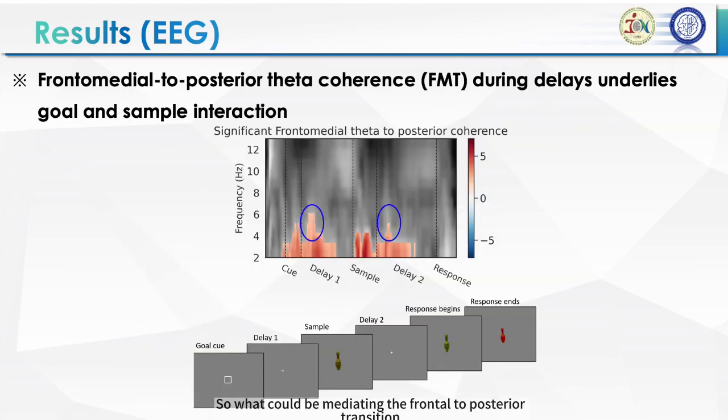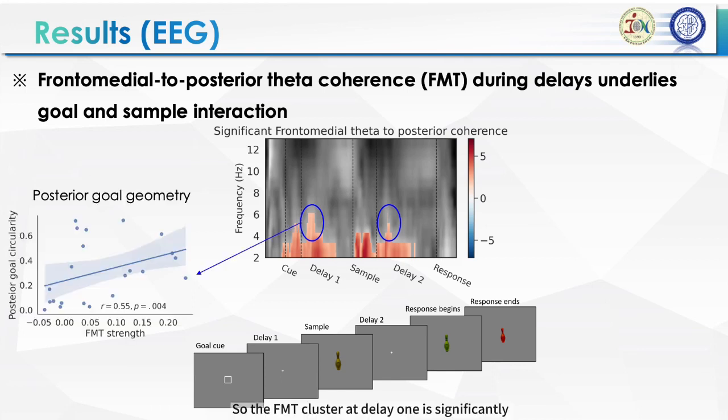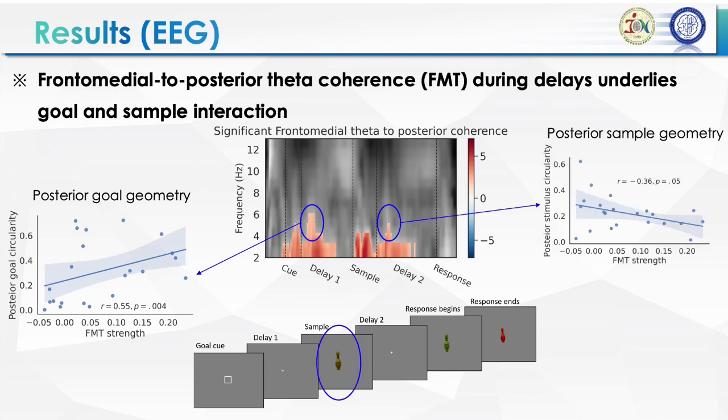So what could be mediating the frontal to posterior transition of the 2D Go geometry? For that, we investigated the frontal medial to posterior theta coherence, or FMT, which has been proposed to play a critical role in sending top-down control signals during memory delay. And for reassurance, in our data, we indeed found significant theta coherence clusters. So the FMT cluster at delay 1 is significantly correlated with the posterior Go circularity at delay 2. And the FMT at delay 2 predicted the sample structure at the same time.